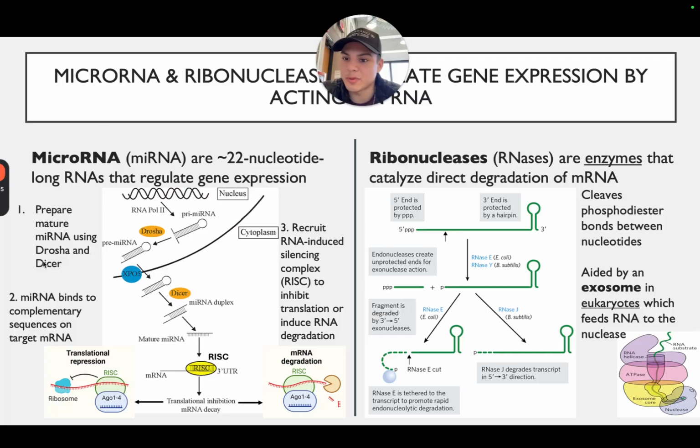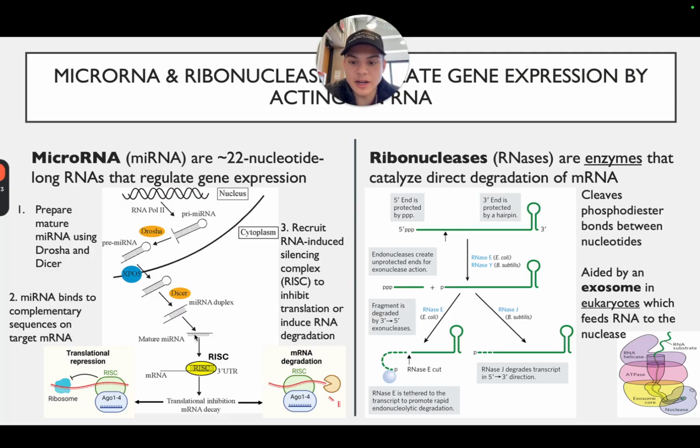So for number one, we prepare mature miRNA using Drosha and Dicer enzymes. You just need to know that, you don't need to know all the specific steps or anything like that. And then once we form our mature miRNA, it binds to a complementary sequence on the target mRNA. And then once it's bound, it's going to recruit RNA-induced silencing complexes to inhibit translation or induce RNA degradation.